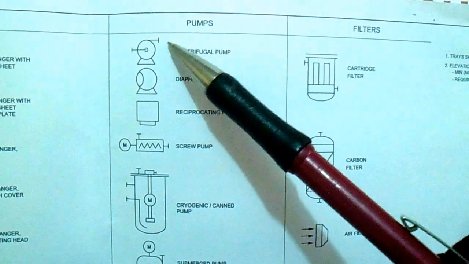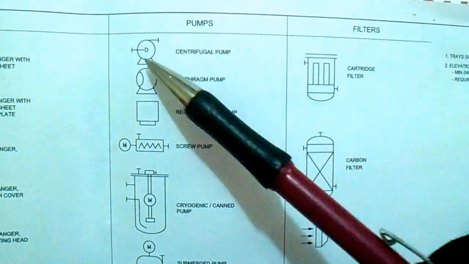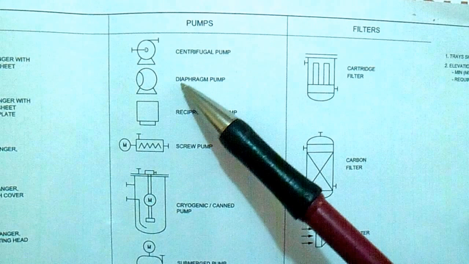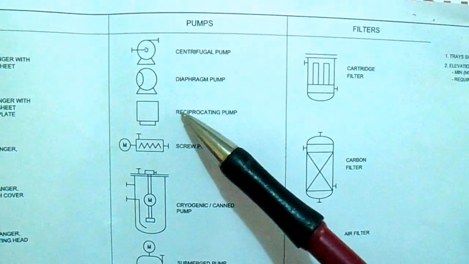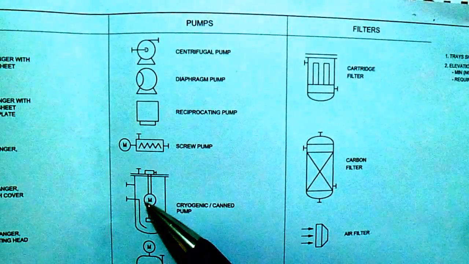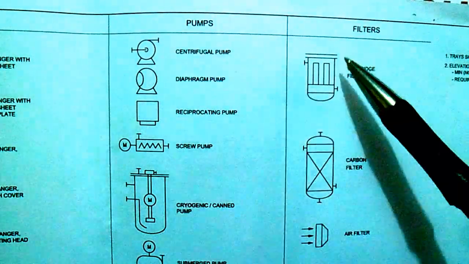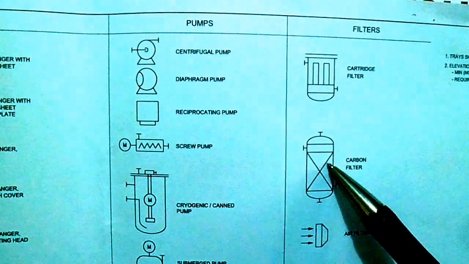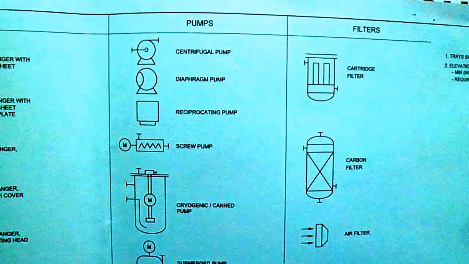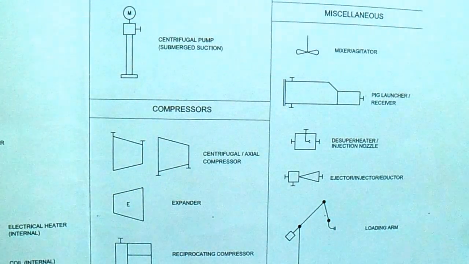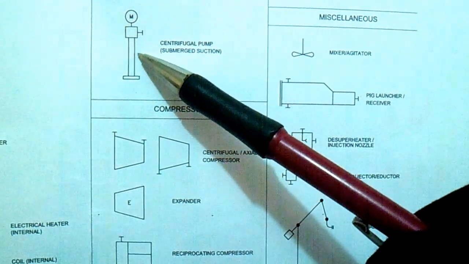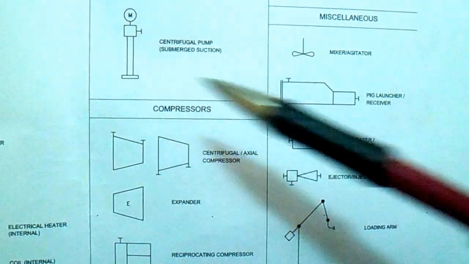Next is our pumps and filters. For pumps, these are the symbols. Pump number one is a centrifugal pump. We have a diaphragm pump, reciprocating pump, screw pump, and cryogenic can pump. For the filters, we have cartridge filter, carbon filter, and air filter. This is the continuation of pumps: centrifugal pump submerged suction.